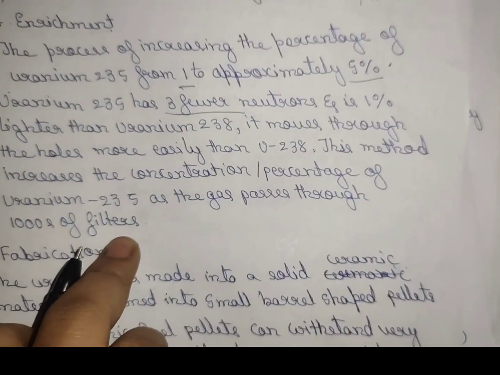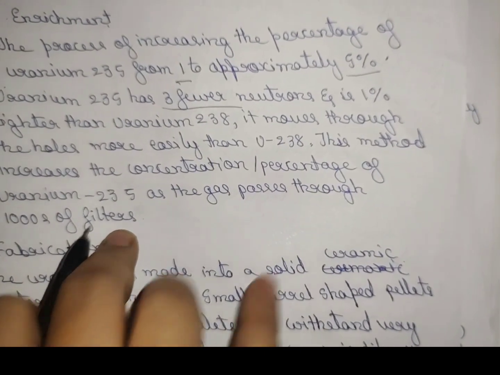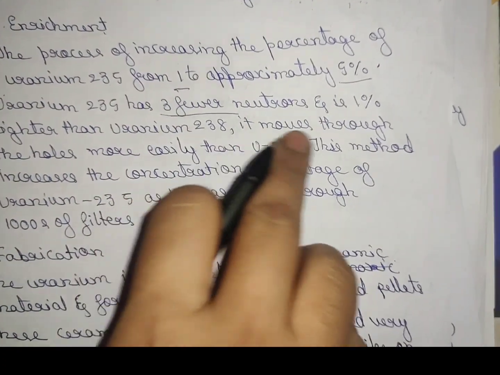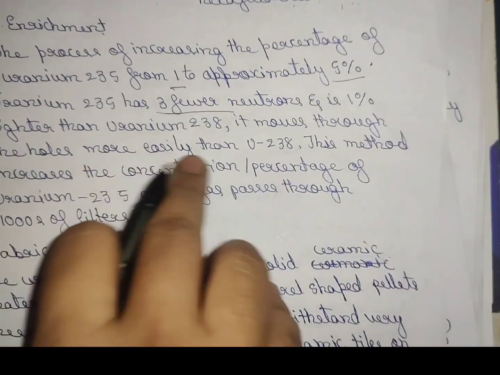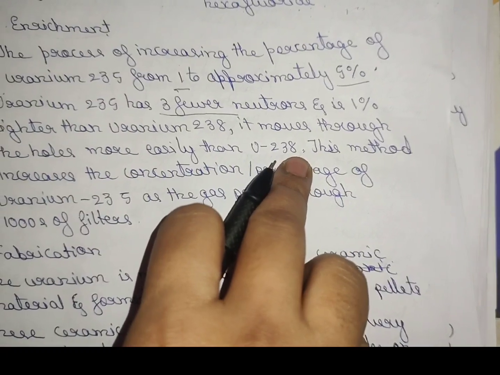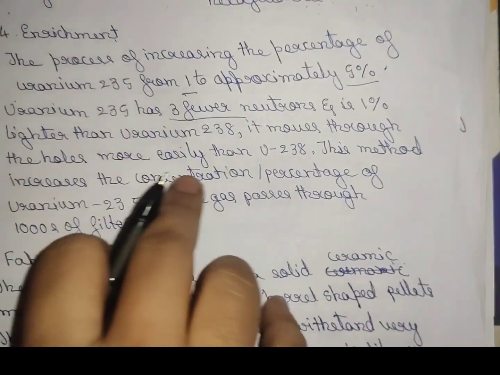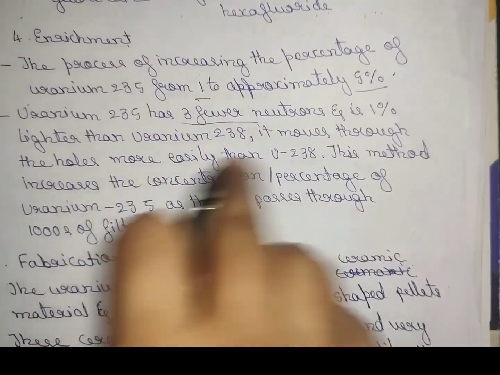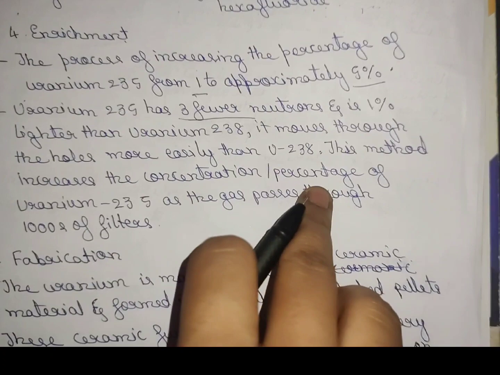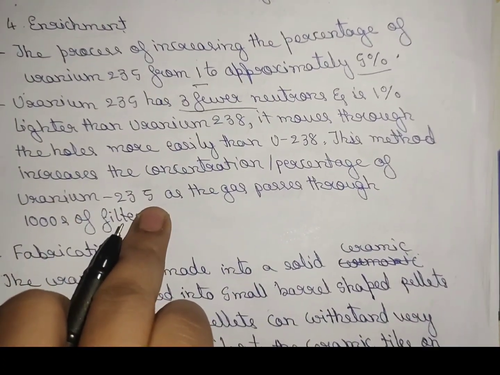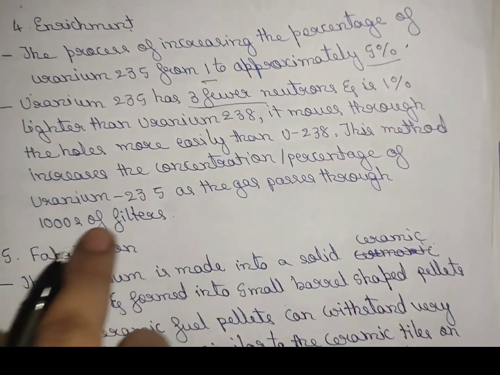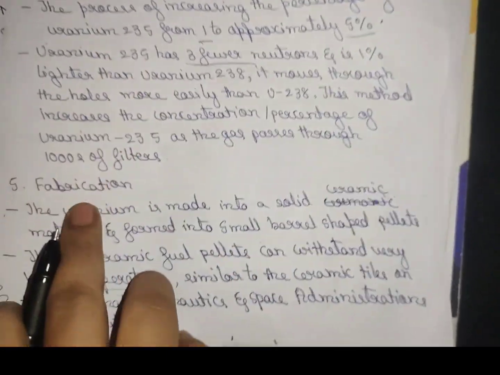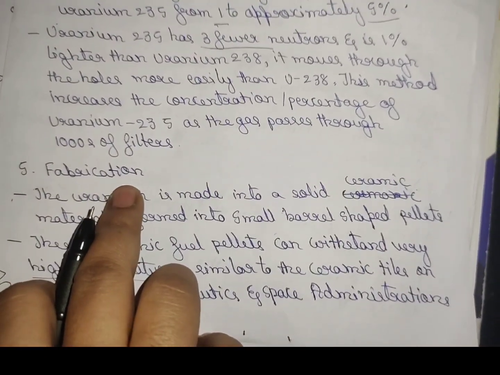So here uranium 235 has 3 fewer neutrons and is 1% lighter than uranium 238, so it moves through the holes more easily than U238. This method increases the percentage of uranium 235 as the gas passes through thousands of filters. This is the enrichment process, and next is fabrication.